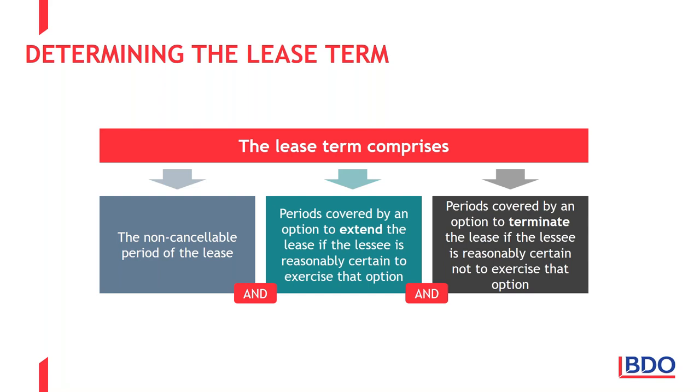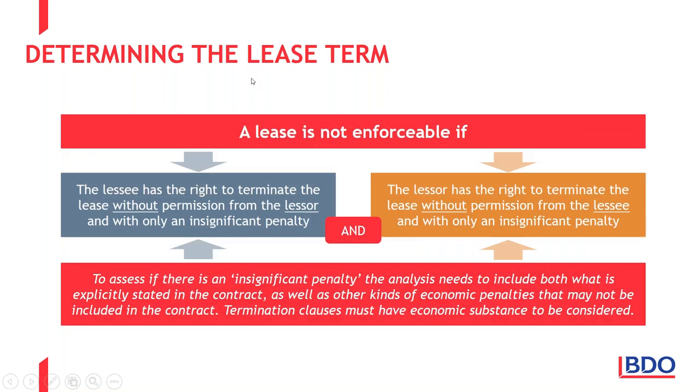And then the third component is periods covered by an option to terminate the lease if the lessee is reasonably certain not to exercise that option. So those are the three main parts of a lease term. Now, to determine the lease term, we go and look at paragraph B34.